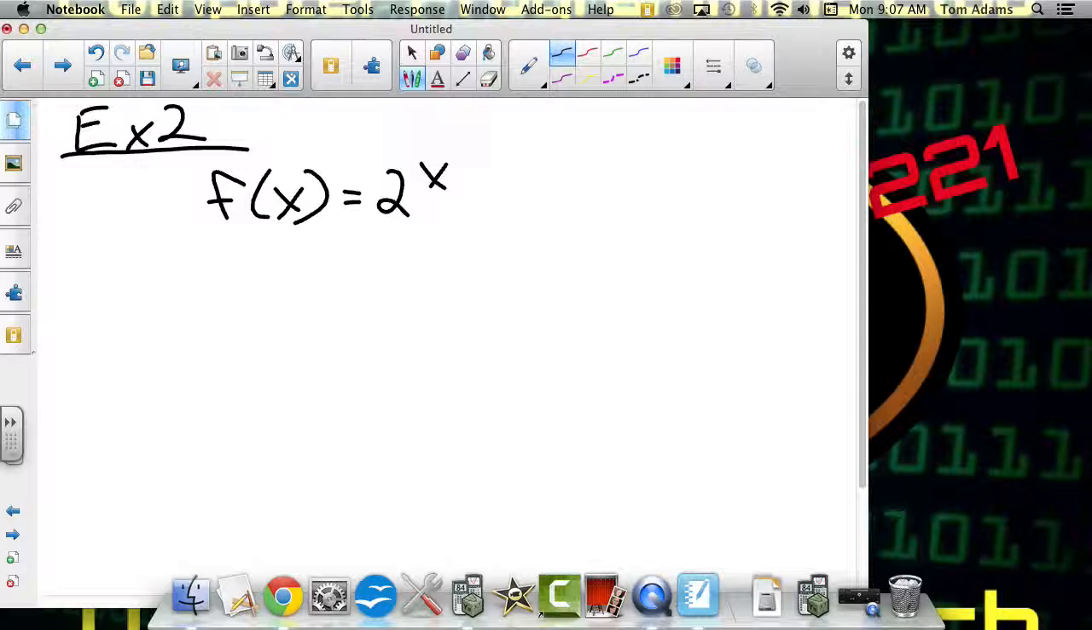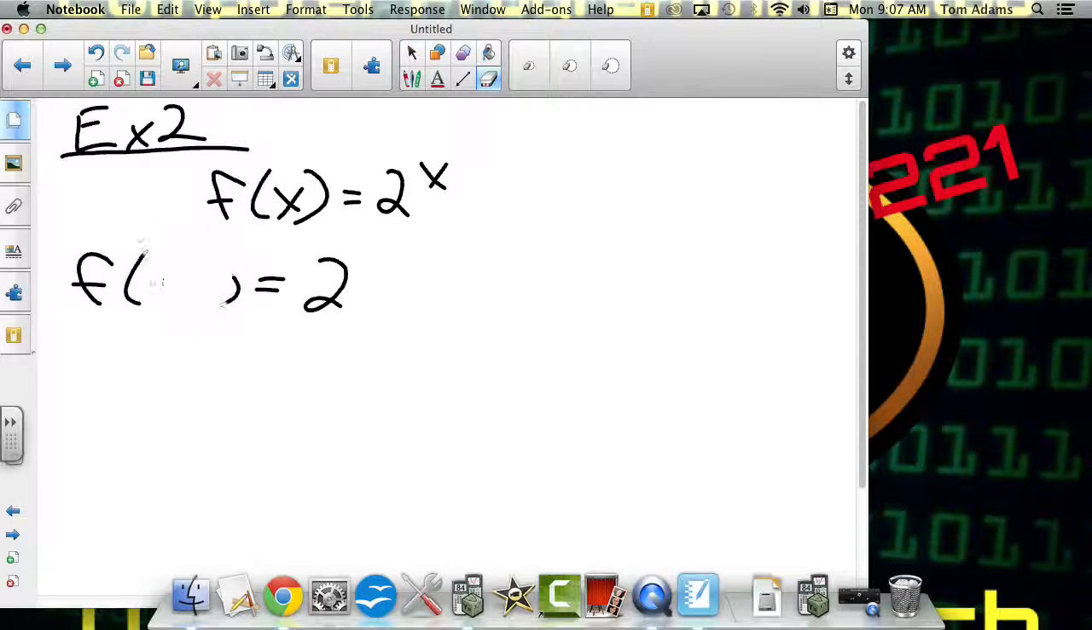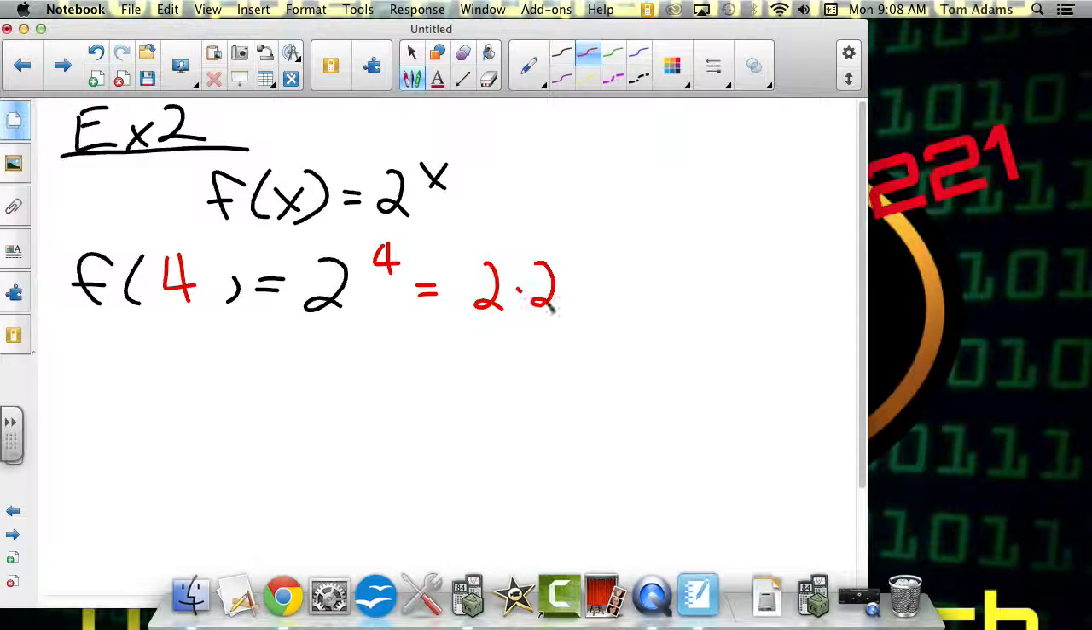So the first thing I want to do is evaluate this: f of something is equal to 2 raised to the something. So the first value I'm going to plug in is 4, and I wanted to do it like this. Okay? So now when I do that, I get 2 times 2 times 2 times 2, which is going to be equal to 16.